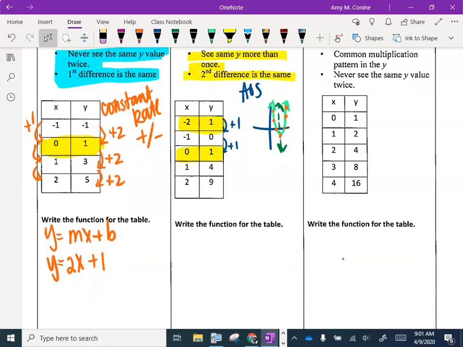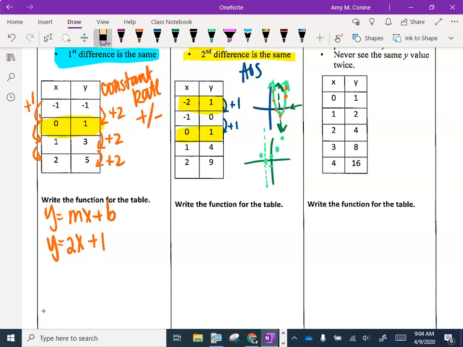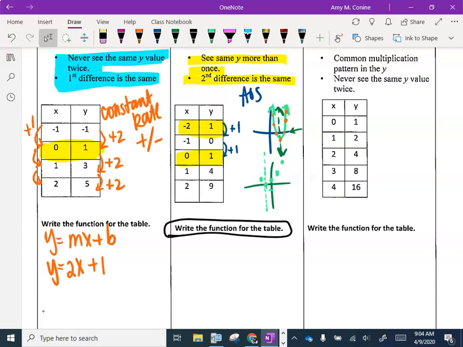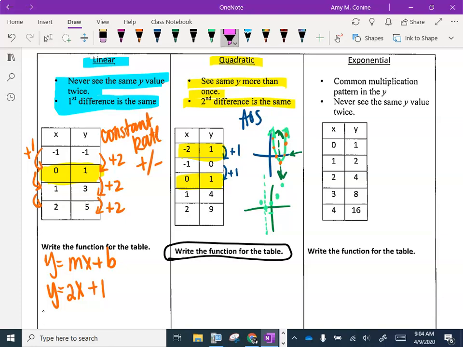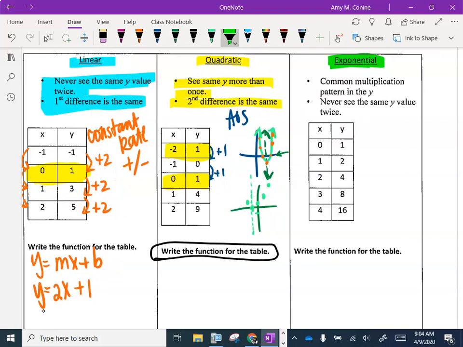So now, all right, we're going to talk about how to write the function for the table in another example. This is not a good example for it. So let's talk about exponential, and then we'll go on to an example where we can do all of these. So for exponential, you have a common multiple in your pattern, and you never see the same y value twice. So remember when we talk about exponential, we would look at what that pattern was over here. So from 2 to 1, you could add 1, but that's not really what we're looking at. We're looking at the rest of the pattern.